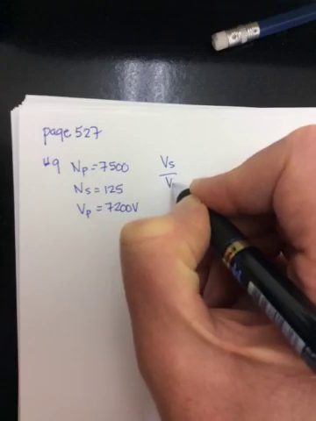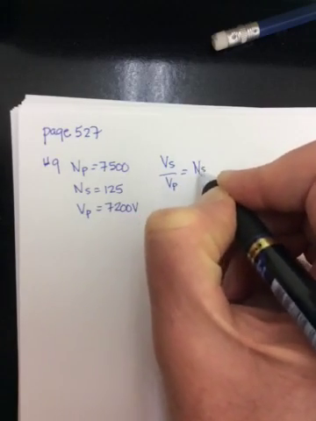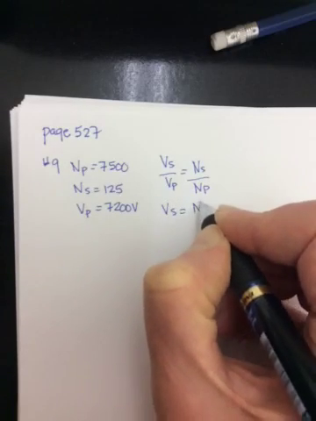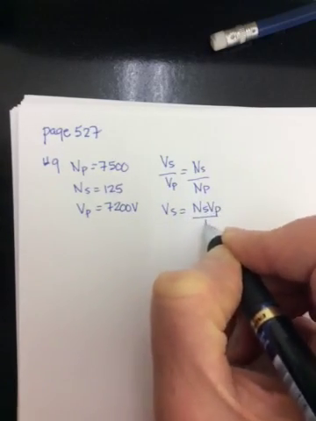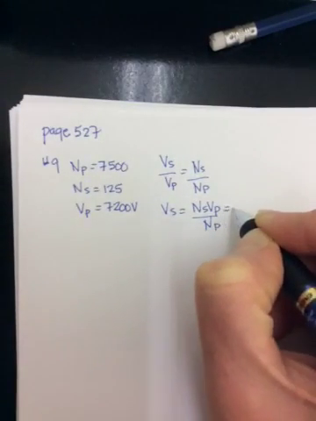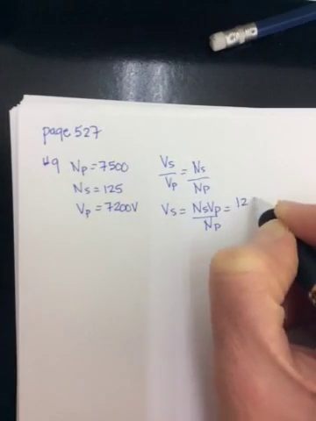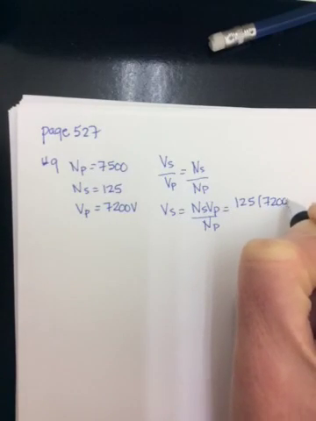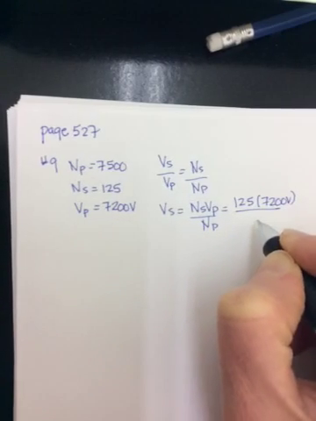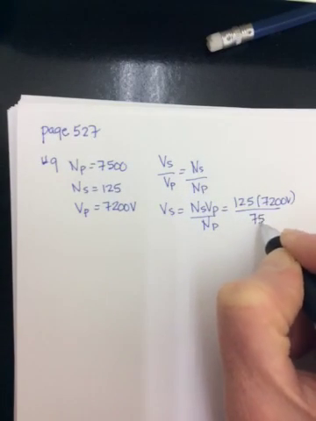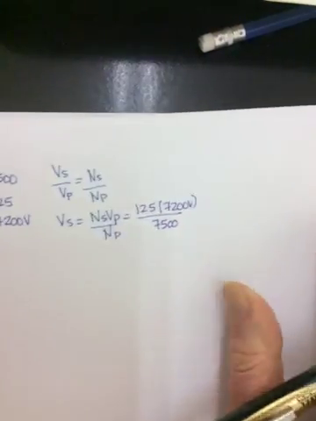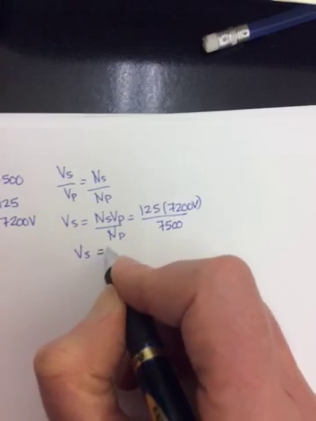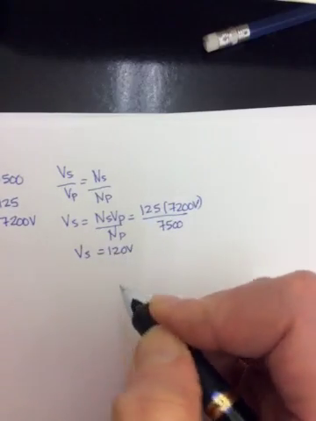So VS over VP equals NS over NP. So VS equals NS VP over NP. 125 times 7,200 divided by 7,500, and the 7,200 of course is volts, and you should end up with 120 volts.